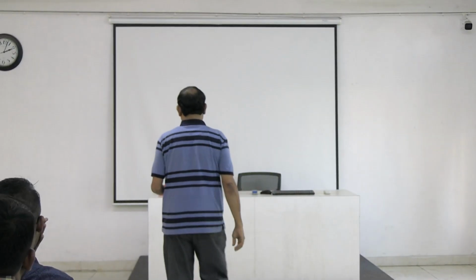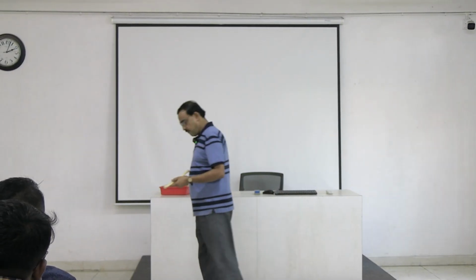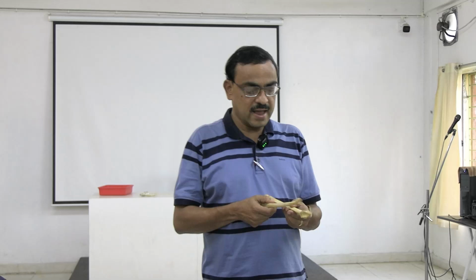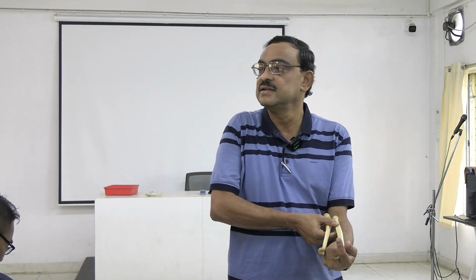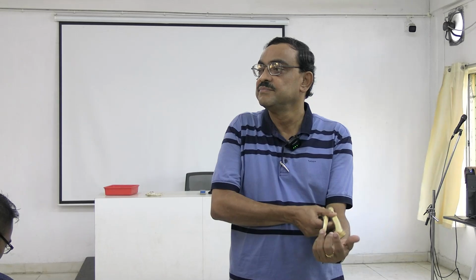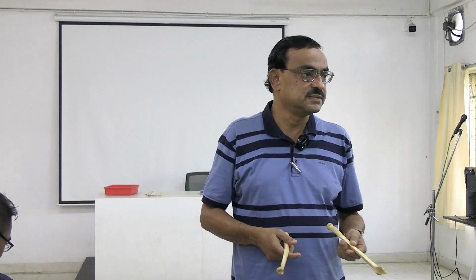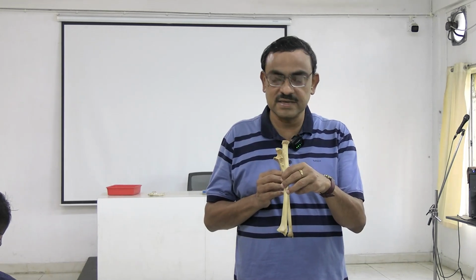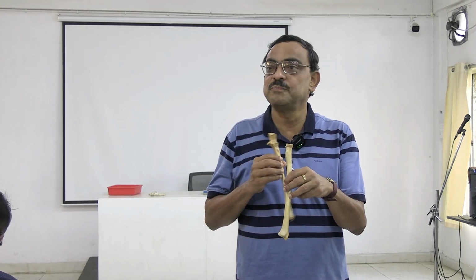Radius and another is ulna. Okay, and the ulna is medially placed and radius is laterally placed. Again, it can be called as pre-axial bone and this is the post-axial bone.